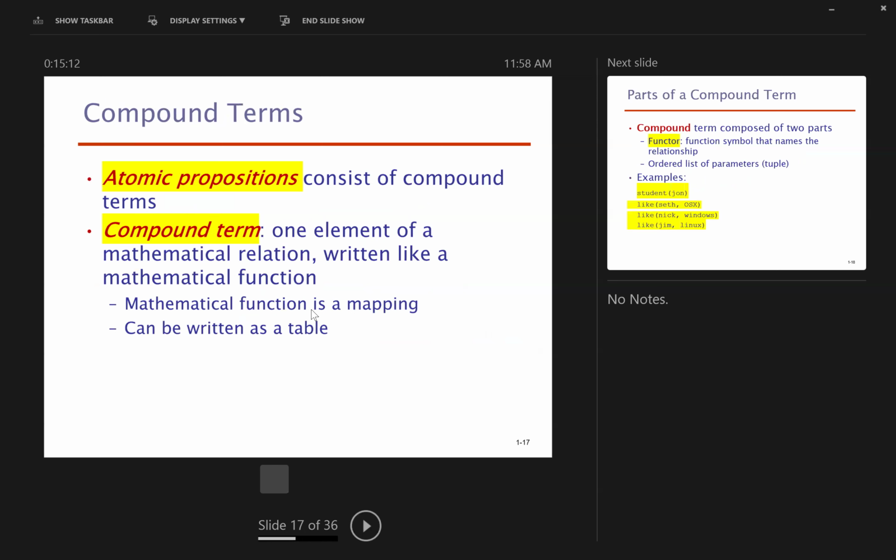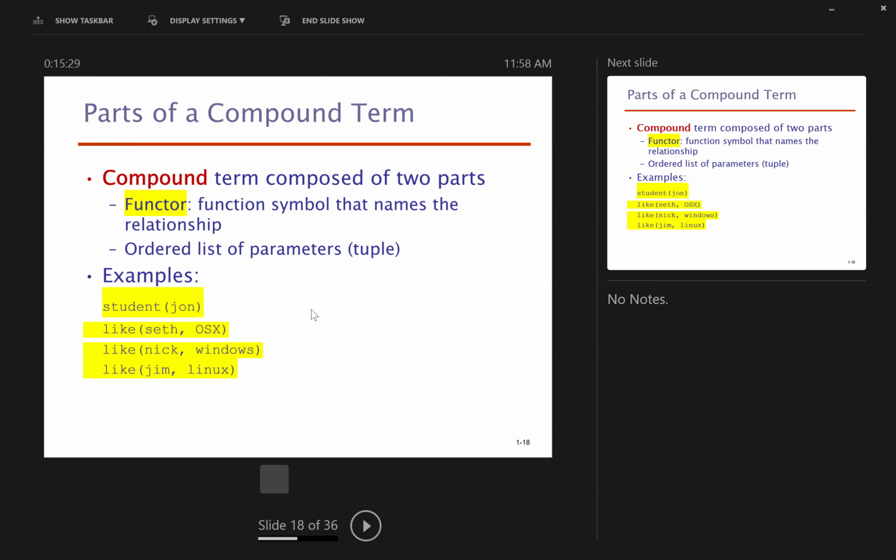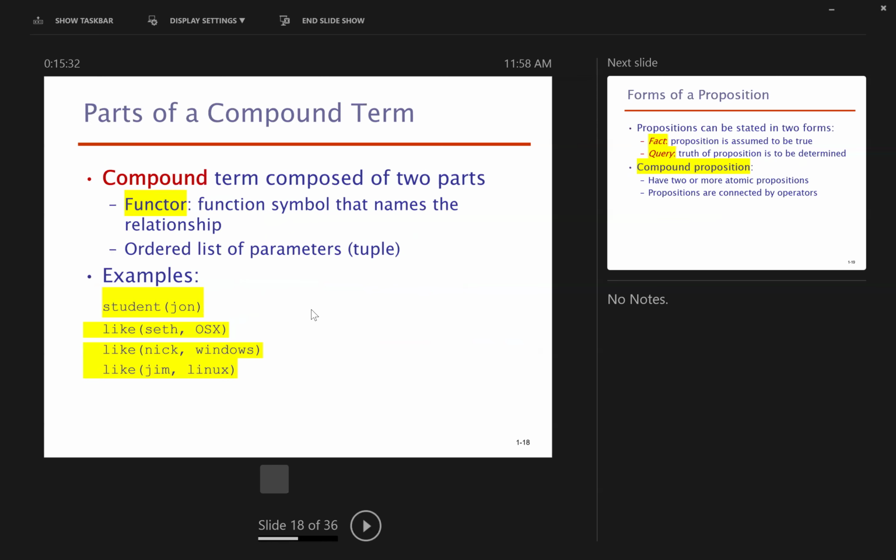Also, we already saw what is atomic, the lowest unit. So an atomic proposition consists of compound terms. And what is a compound term? When we have two or more, so one element of a mathematical relation written like a mathematical function. But again, let's see examples straight here. Yeah, so these are some of the examples. For example, we have student John or John. This means John is a student. And we have another one set. Normally when we are reading, we read from left to right. So this is easy to read. And John is a student.